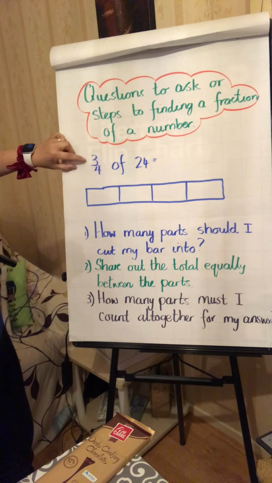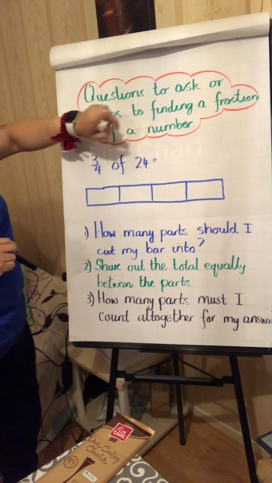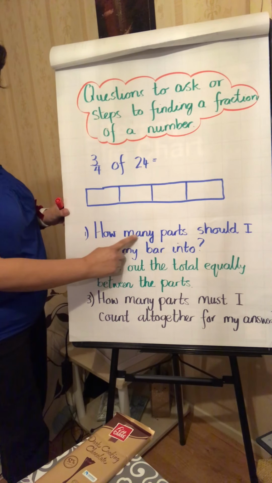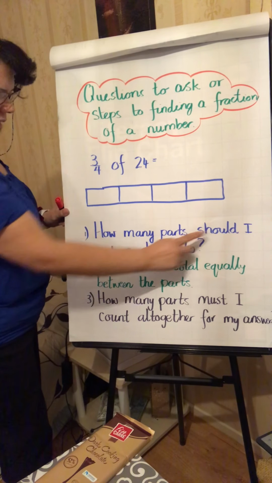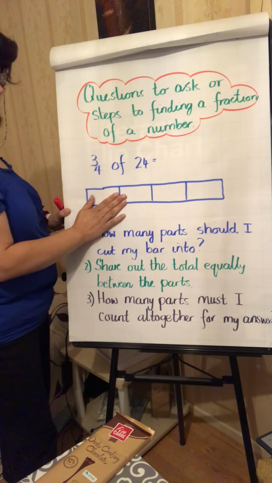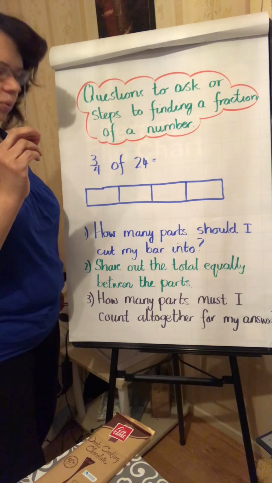For example, my question is 3/4 of 24. So what is the first thing we need to say? Step 1. How many parts should I cut my bar into? So if I have my whole bar, then it's empty. How many parts must I cut it into? What is the first thing we need to ask?